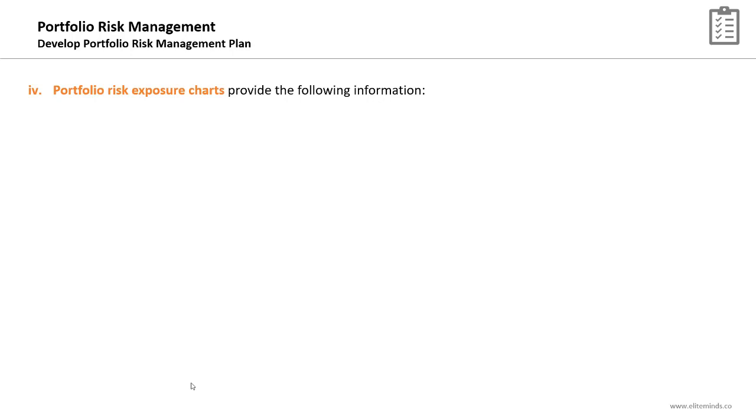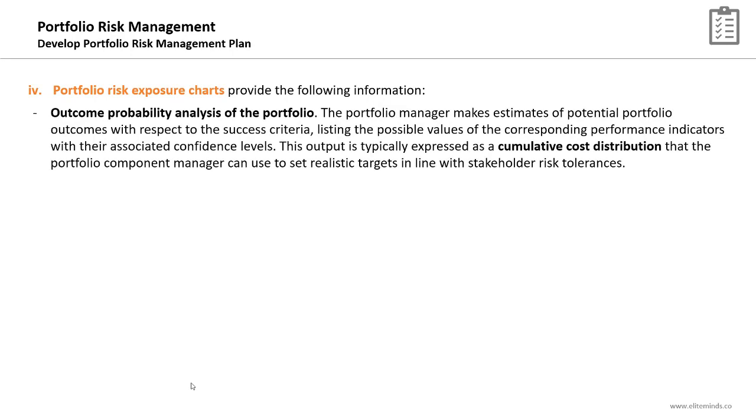Portfolio risk exposure charts, which provide you with the following information. The outcome probability analysis of the portfolio, where the portfolio manager makes estimates of potential portfolio outcomes with respect to the success criteria. The success criteria might be the portfolio schedule, budget, quality, and so on, listing the possible values of the corresponding performance indicators with their associated confidence levels.